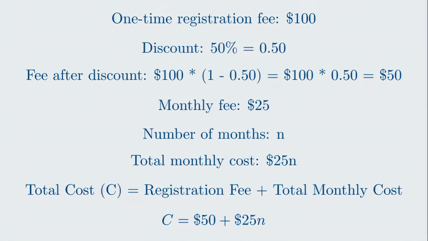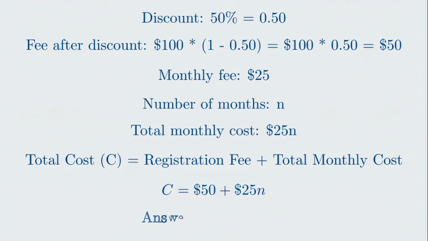Let's check this equation against the provided answer choices. Our equation, 50 plus 25n, matches option A perfectly. Therefore, option A is the correct answer. Problem 4 is about identifying lines with the same x-intercept.